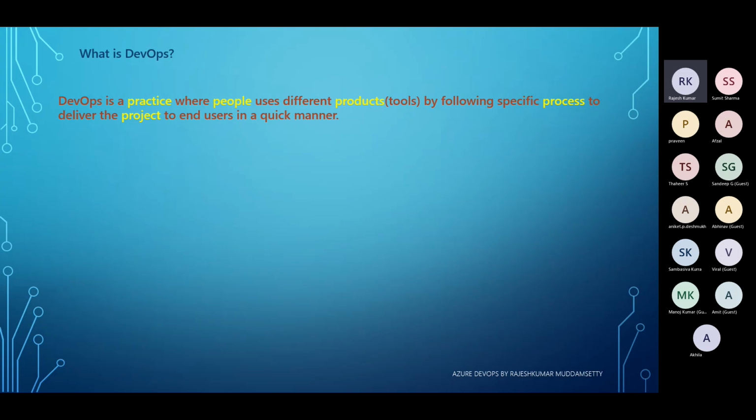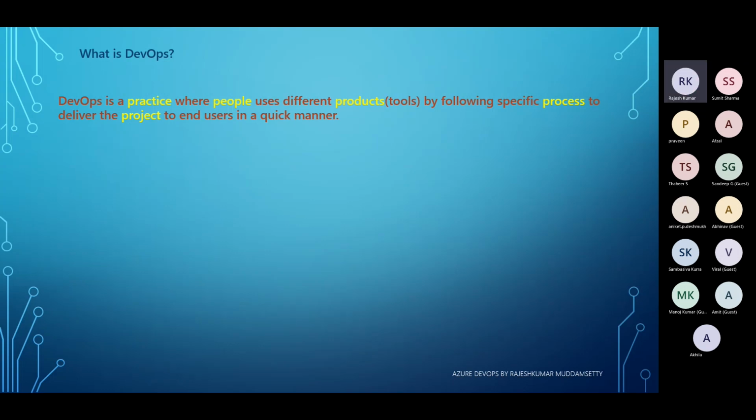If you are a developer, you might use Visual Studio for .NET code, you might use Eclipse for Java code. If you are a tester, you might use Selenium, QLoad, Load Runner. If you are an IT engineer, you work with Cisco routers, Avaya routers. It's all about different products and tools. So DevOps is a practice where people use different products by following a specific process.